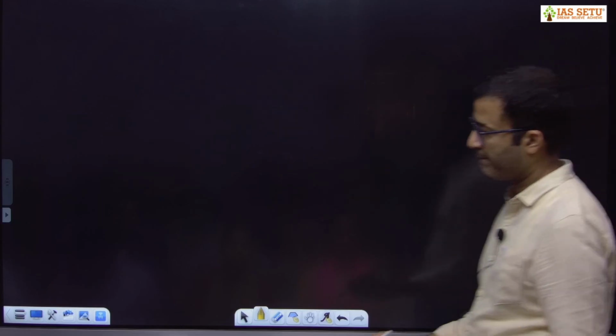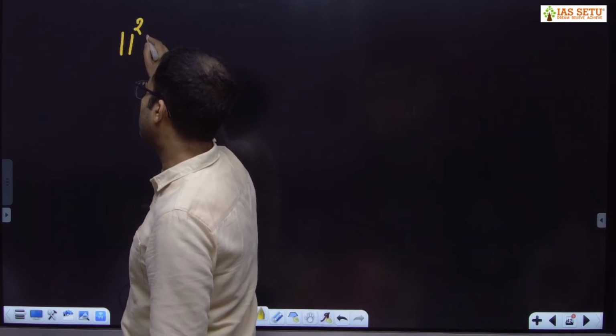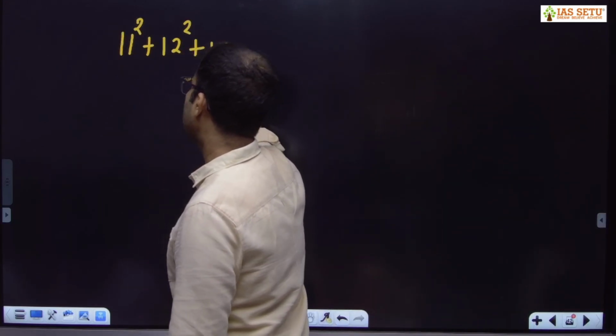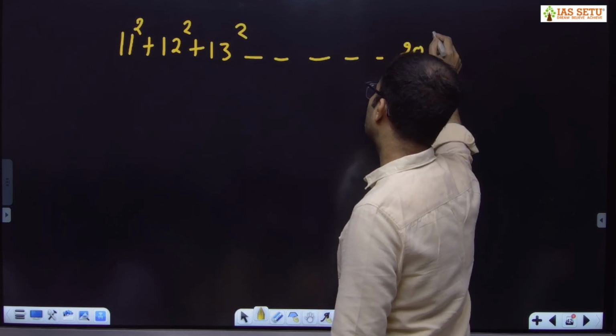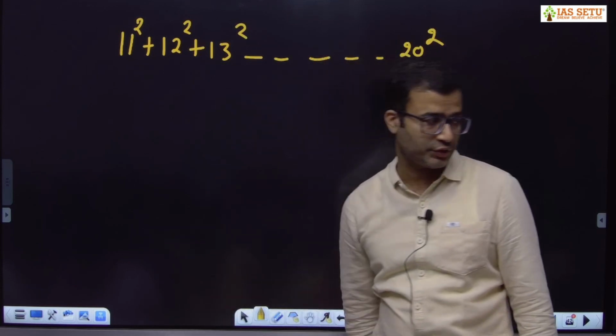Now question, 11 square plus 12 square plus 13 square up to 20 square. Try this question.